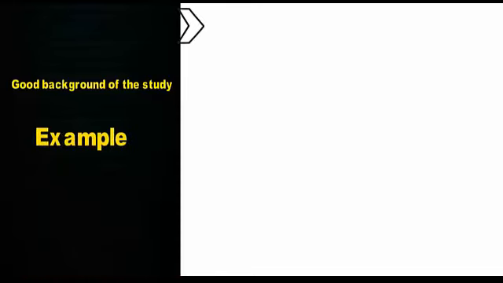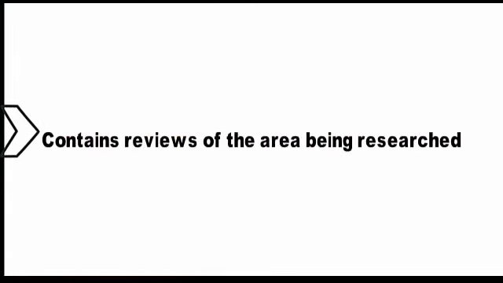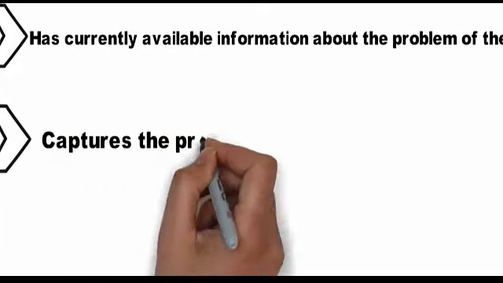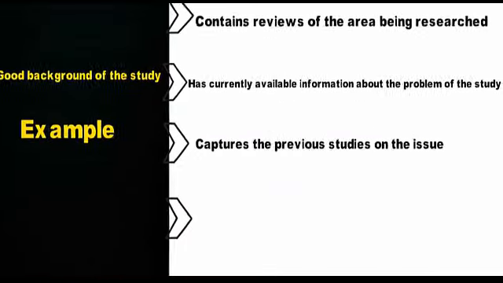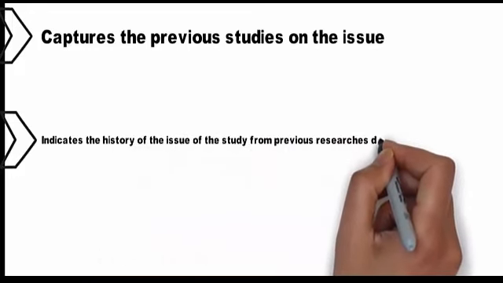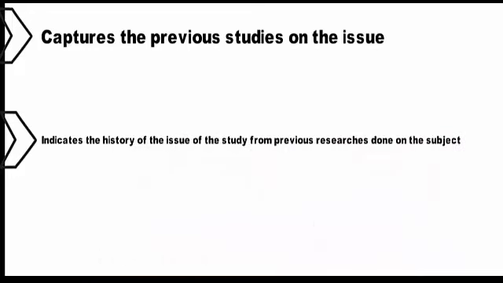What does a good background of the study example contain? A good example of a background of the study is one that contains reviews of the area being researched, has currently available information about the problem of the study, captures the previous studies on the issue, and indicates the history of the issue of the study from previous research done on the subject.